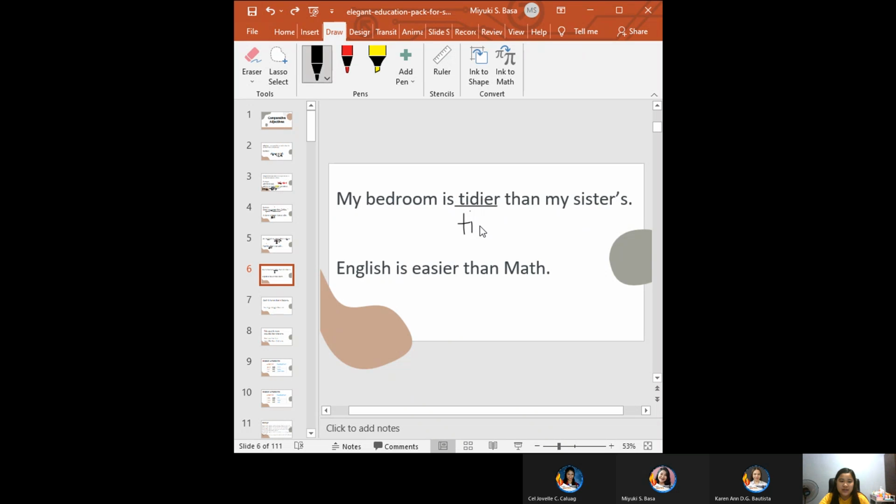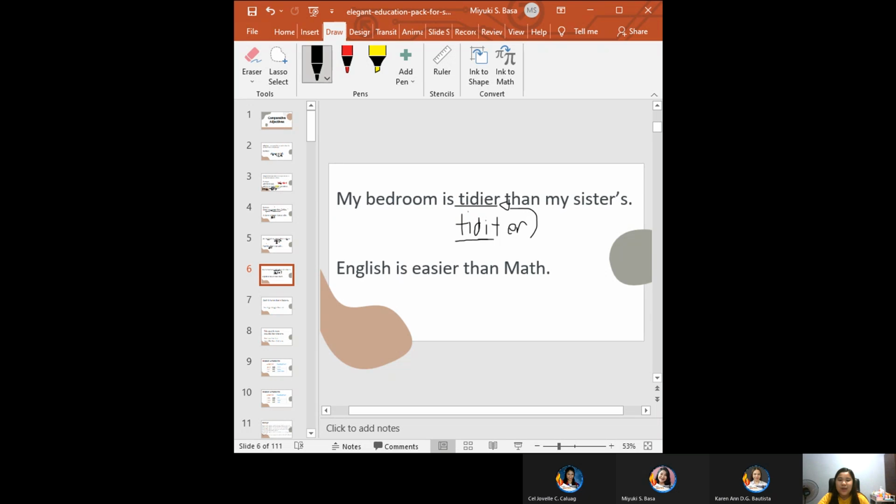Okay, wait for a while. So now we will apply here our third rule. Our third rule in forming a comparative adjective is that when the adjective ends with letter Y, we will remove the letter Y and we will replace it by letter I and we will add the suffix er to that adjective to make it a comparative adjective. Do you understand, guys? Yes po, ma'am.